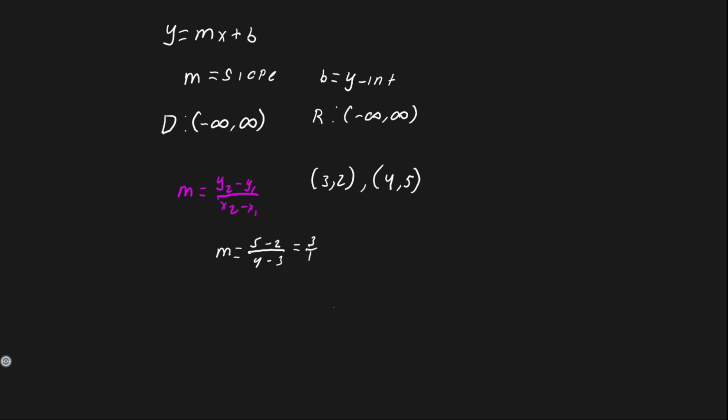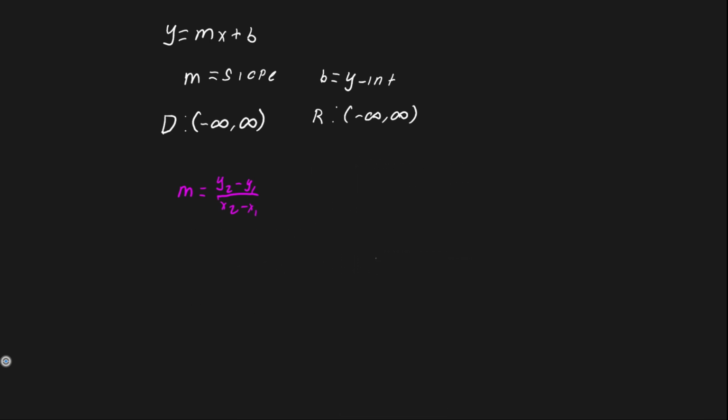And as we see, it has a slope of 3. So we're going to go ahead and find the equation now. y minus 2 is equal to 3 times x minus 3. So we have y is equal to 3x minus 9 plus 2, where we're going to get minus 7. And that is our equation using the point slope form.